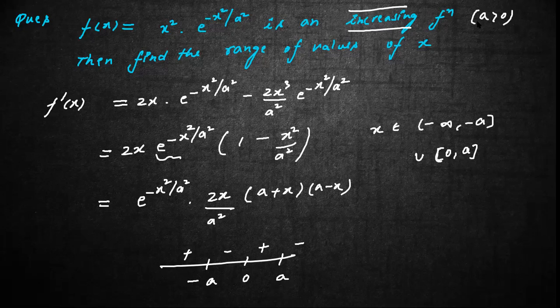So the important point is that this should have been given in the question, otherwise the interval would have been reversed, if you mark minus a here. Assume that this is given in the question, then we proceed to find out the intervals.